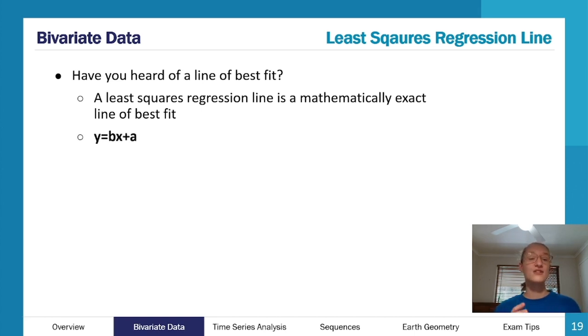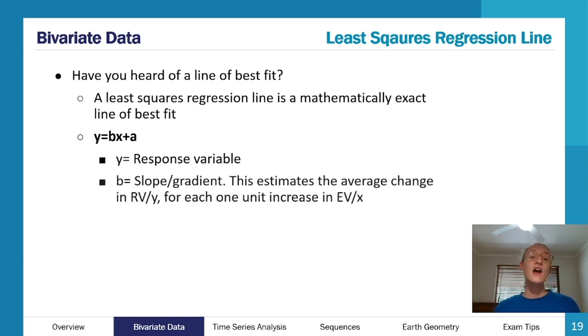And the formula, the structure of how we do that, is y equals bx plus a, where y is our response variable, which we've discussed. B is the slope or the gradient. So this can be a little bit trickier to interpret. The gradient, or b, estimates the average change in y, which is the response variable, for each 1 unit increase in the explanatory variable, which is x.